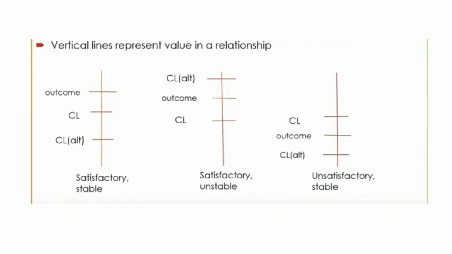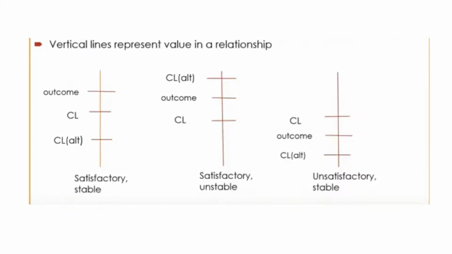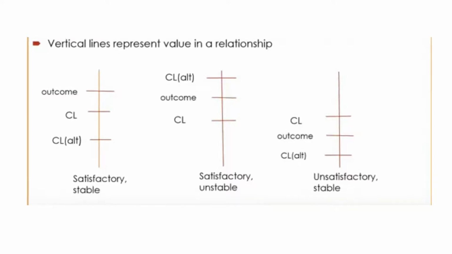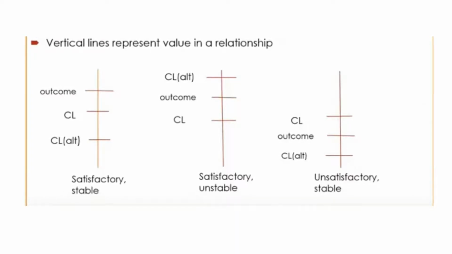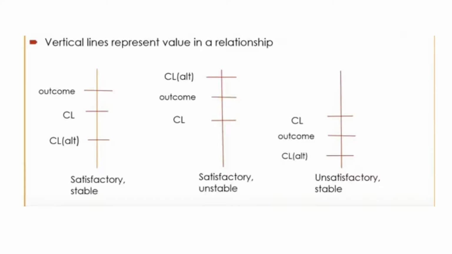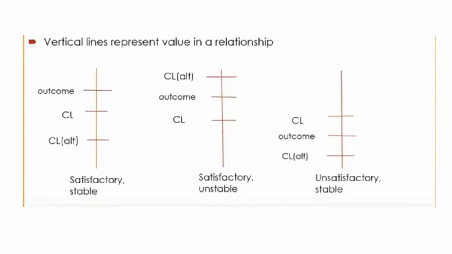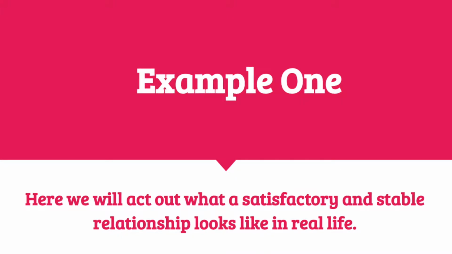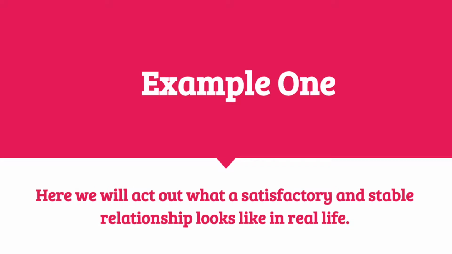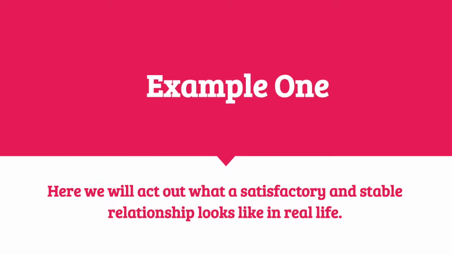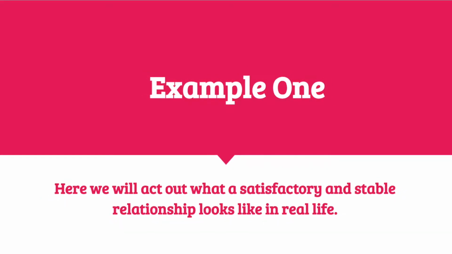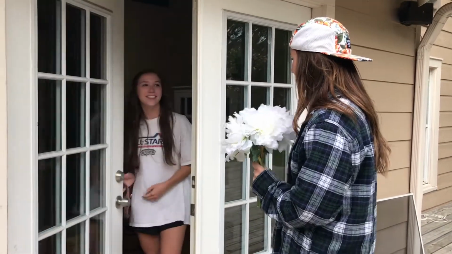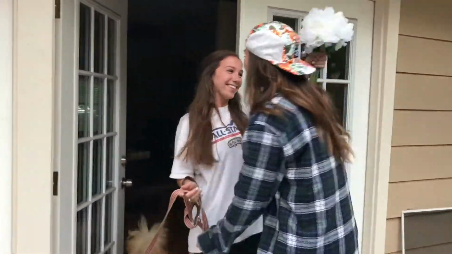Overall, as a result, you can assume that if the outcome is greater than the comparison level of alternatives, the members of the relationship will stay in the relationship. However, if the outcome is less than the alternatives but greater than the comparison level, the relationship will be terminated because there's a better option. Here, we will start to portray the examples of what these would look like in everyday and real-life relationships and situations. Here, we will act out what a satisfactory and stable relationship looks like.